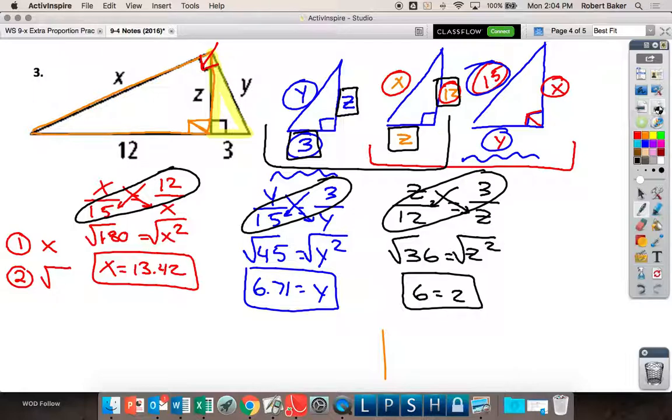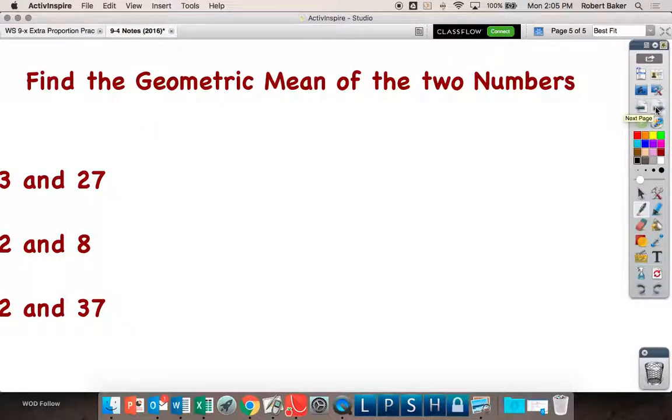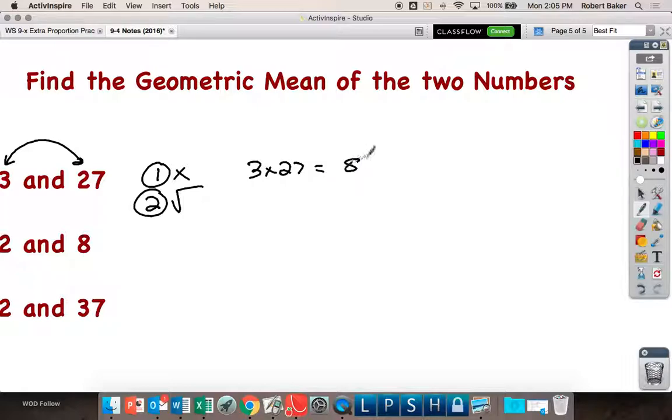So there's two questions in your test that ask you to find the geometric mean. It says, find the geometric mean of the two numbers. So to find the geometric mean of two numbers, it's the same two steps we've been doing. Step one, multiply. Step two, square root. So if I want to find the geometric mean between 3 and 27, step one, multiply them together. 3 times 27 is 81. Step two, take the square root. The square root of 81, 9, is the geometric mean.